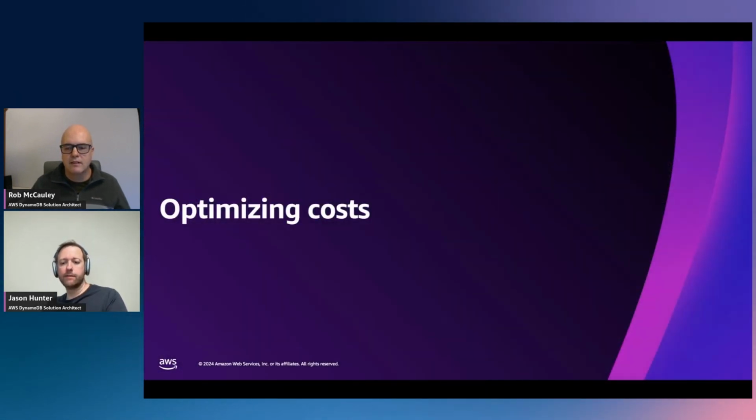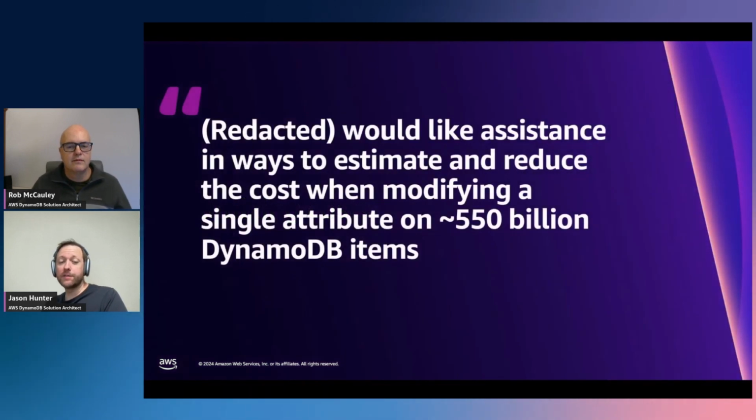Money. Good section. This was a real question. This customer would like assistance in ways to estimate and reduce the cost when modifying a single attribute on about 550 billion DynamoDB items. I remember getting this and thinking, well, this is going to be a fun one. That's a puzzler right there. Like, what do you do? How do you update 550 billion items affordably?